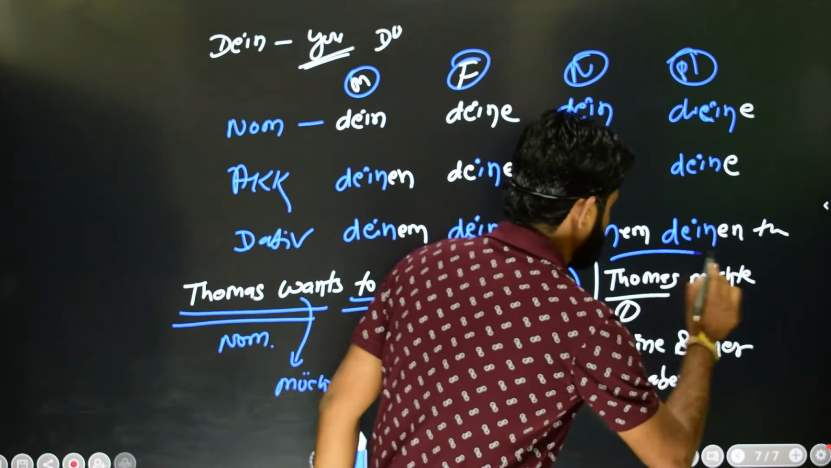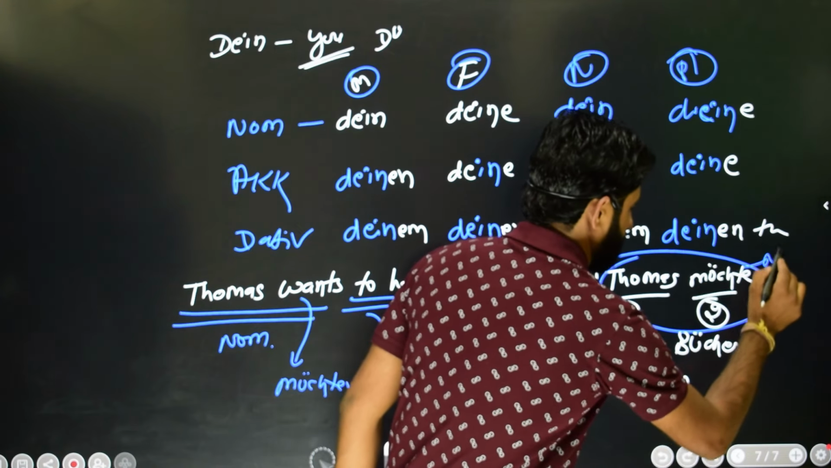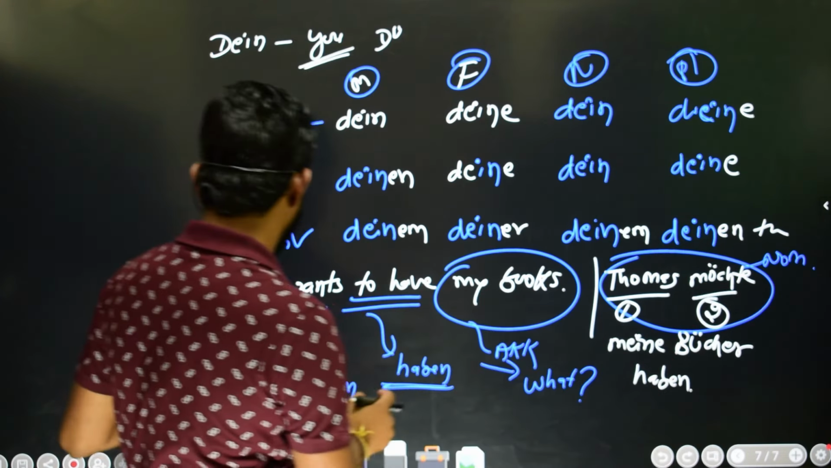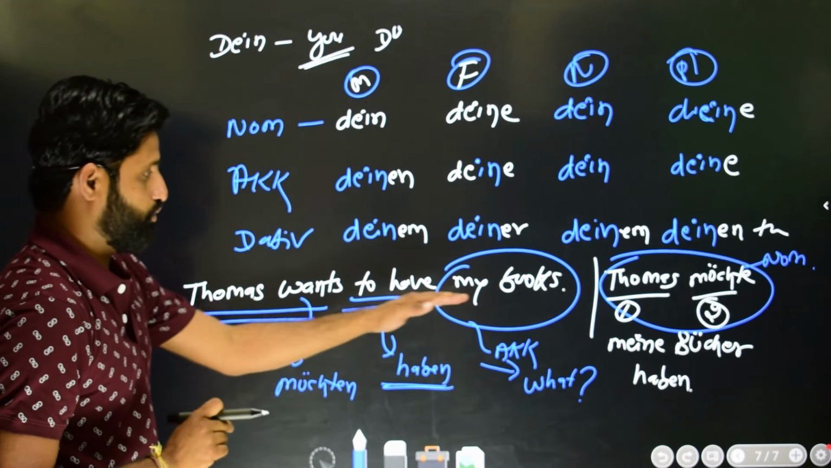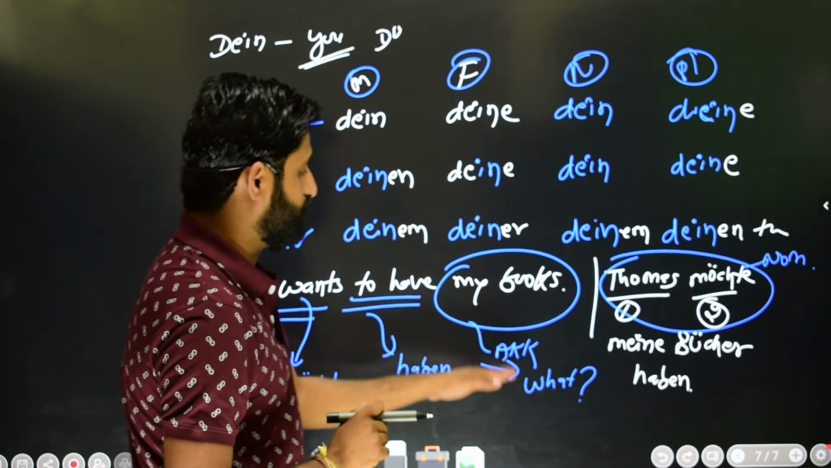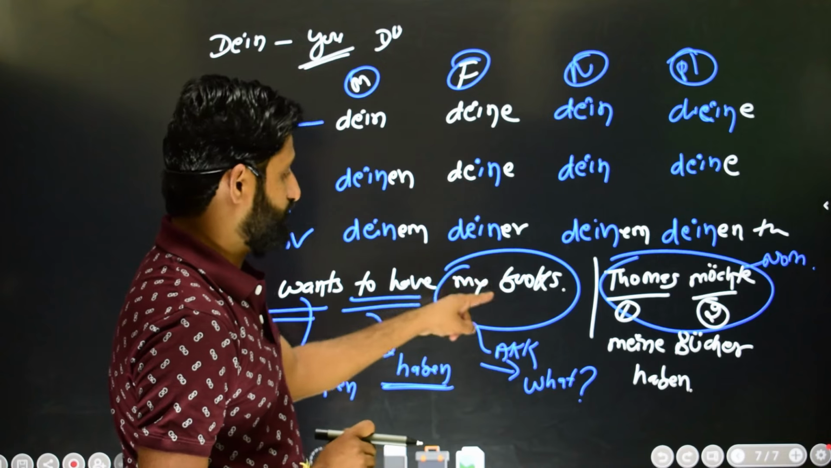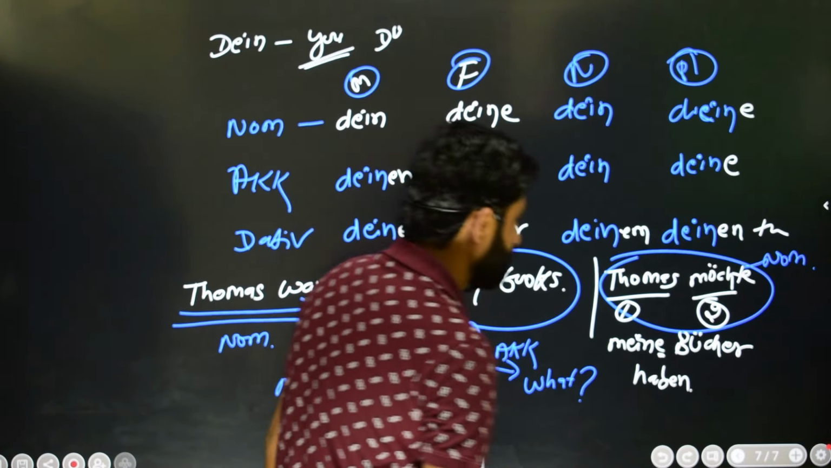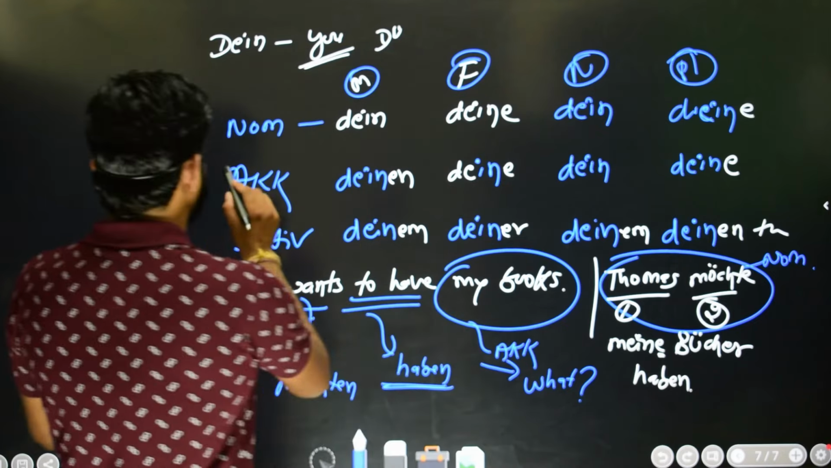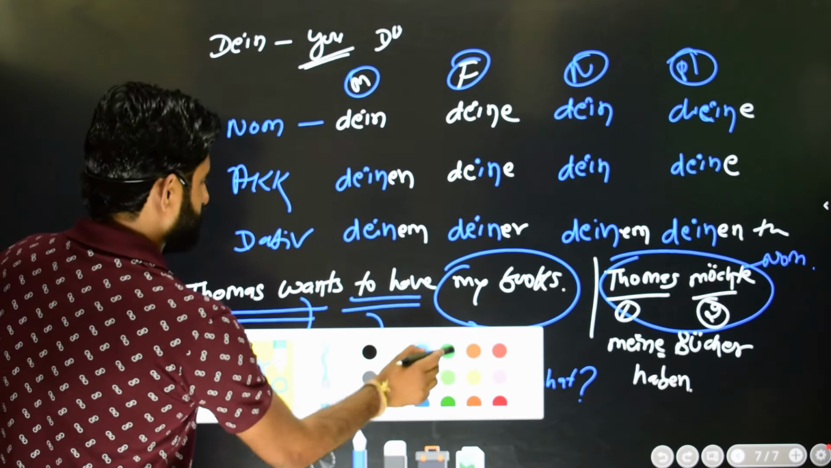So this is nominative. Same one. Thomas wants means Thomas möchte. Now, what would we need? We need the accusative part of the sentence, and accusative is my books. So I use meine here. Why meine? This part. Accusative is this one. This is accusative.